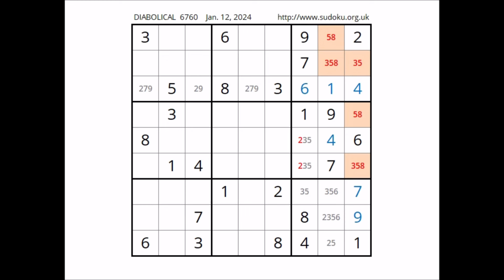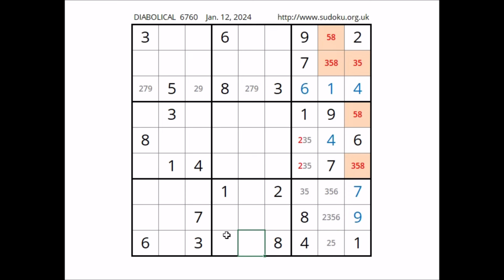Okay, what else? Let's see, take a look at the row. 1, 2, 3, 4 numbers are missing. Okay, 2, 5, and the numbers 7 and 9. 2, 5, 7, and 9 in these four places.